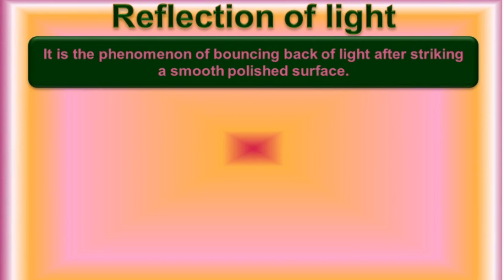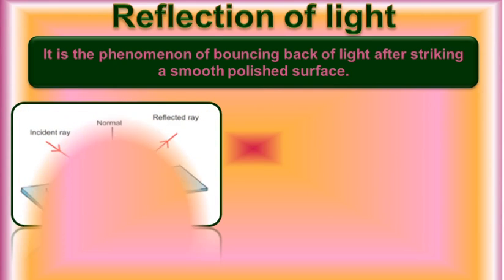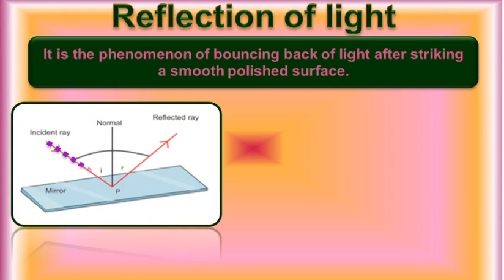Let us understand what is reflection of light. It is the phenomenon of bouncing back of light after striking a smooth polished surface. As you can see in the figure, a light ray falling on the mirror gets reflected after striking the mirror. Let us learn some important terms related to reflection of light.